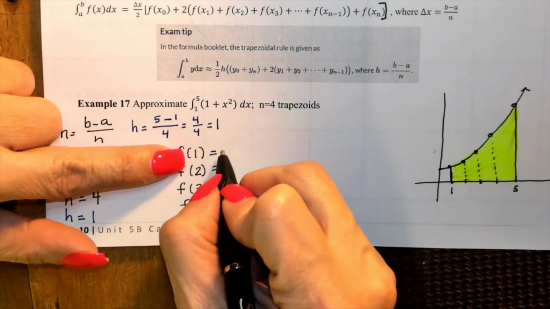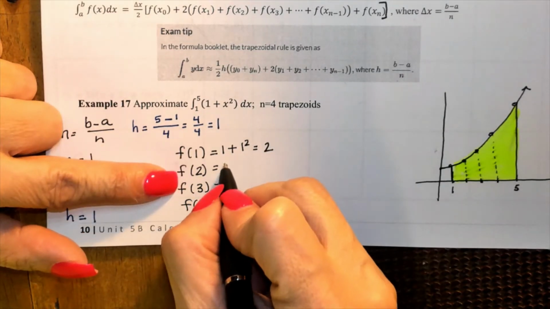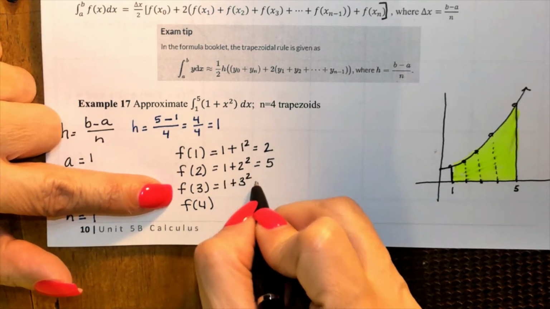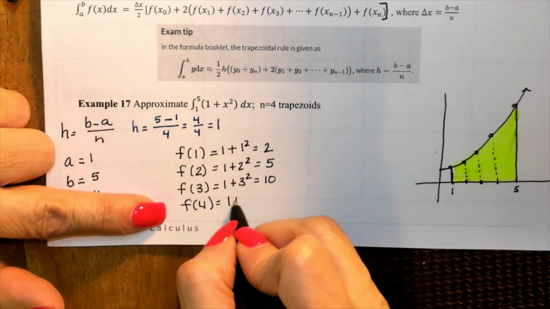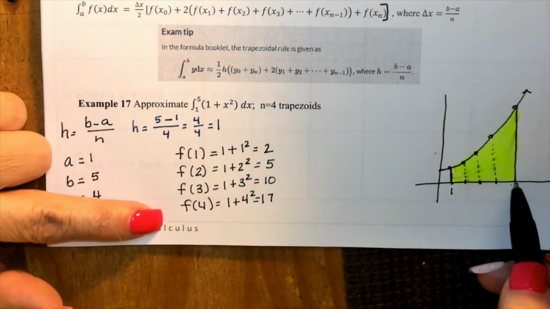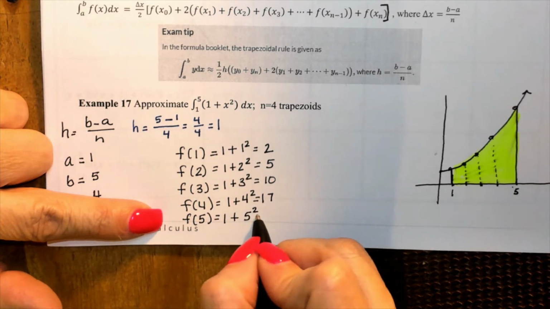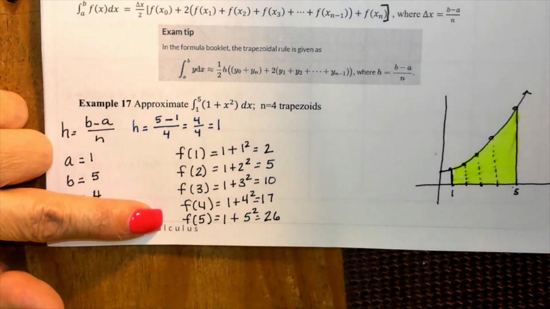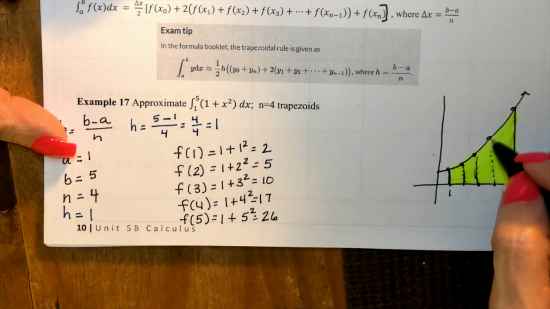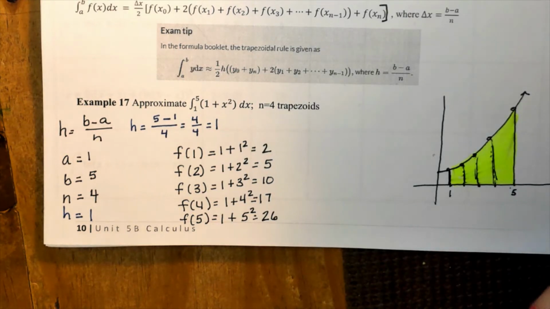So f of 1. If I do 1 plus 1 squared, that's 2. f of 2 is 1 plus 2 squared, that's 5. 1 plus 3 squared is 10. And 1 plus 4 squared is 17. And then I'm going to need that 5 over there too, because we're going all the way over there. So 1 plus 5 squared equals 26. Okay, I get all of them: the first one, and then f of 2, 3, 4, and f of 5. So every single line needs to be represented there.